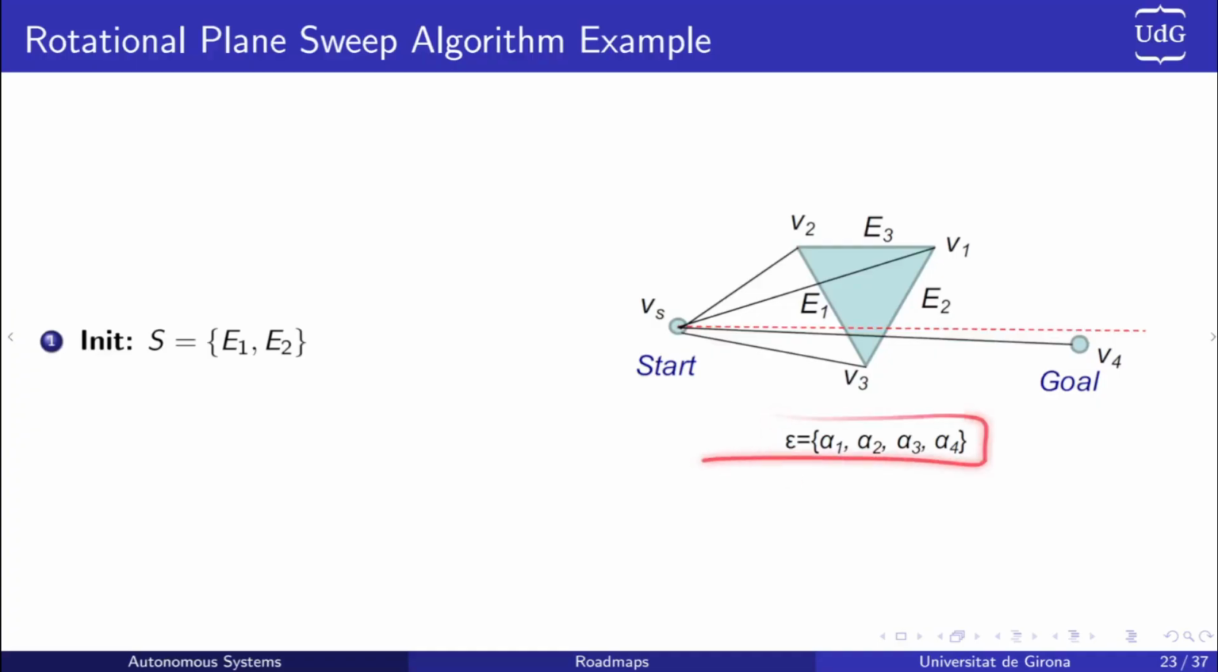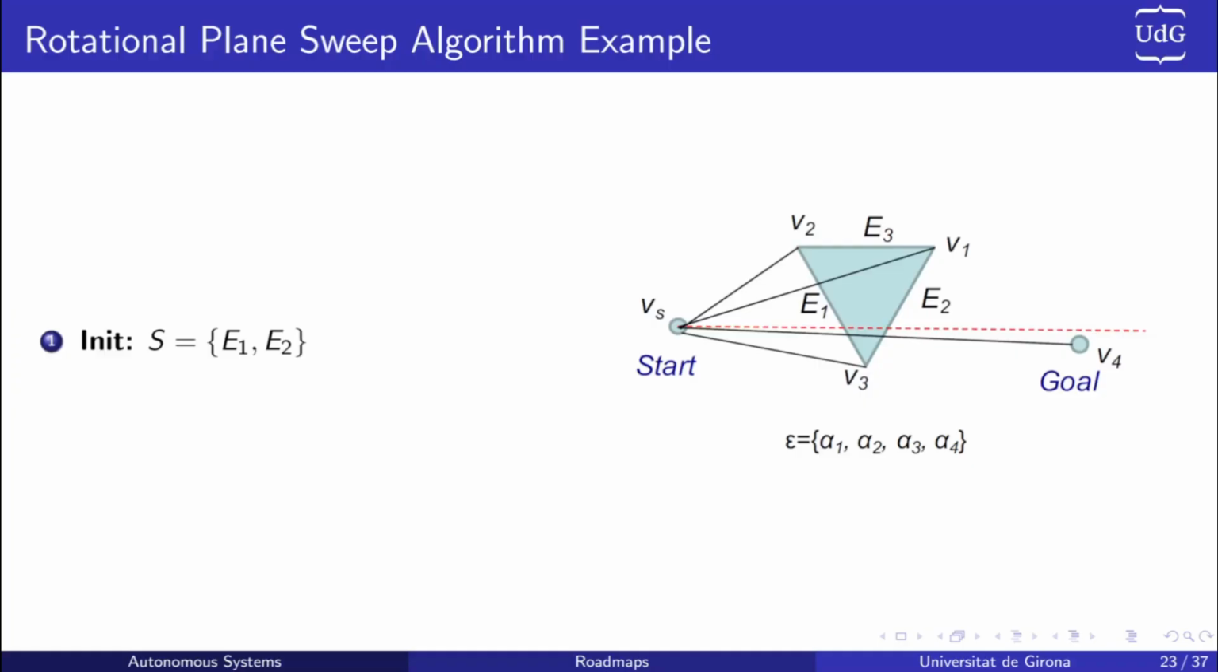Then the second thing I have to do is to initialize S. How do we initialize S? Using exactly the same line, this continuous red line that you have here, I need to check which edges I'm crossing. Here I see that I cross E1 first and E2 second, but I never cross E3. Then when I initialize this set, I put E1 and E2 in this particular order, okay? Here I have to go through all the edges in order to initialize this set, so this is not very efficient.